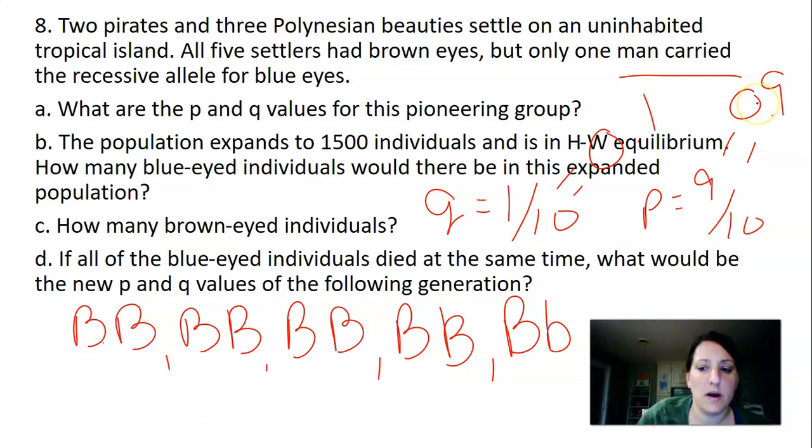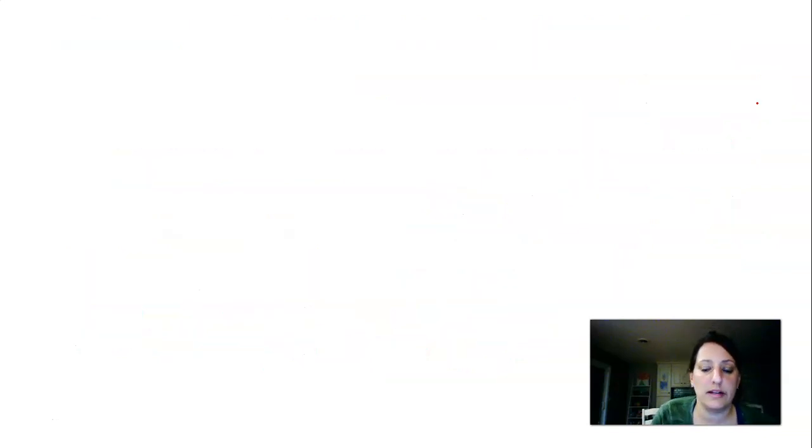So let's go on to B. For B, I'm going to need the next slide. It says the population expands to 1,500 individuals, and it's in Hardy-Weinberg equilibrium. What that means is that the P and Q values haven't changed. P is still 0.9, and Q is still 0.1. It asks how many blue-eyed individuals there would be in this expanded population.